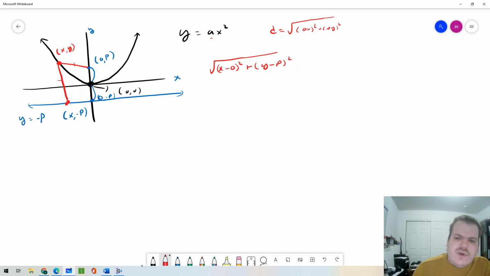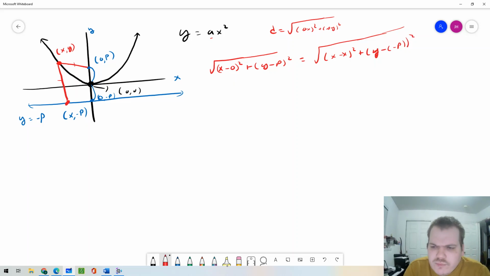So if I drop it straight down, what we're going to have is the square root of x minus x complete square. And then I'm going from y to negative p, so it's going to be plus y minus negative p complete square, because this is a negative p. And these two things have to be equal. Now that y minus negative p is actually a y plus p.